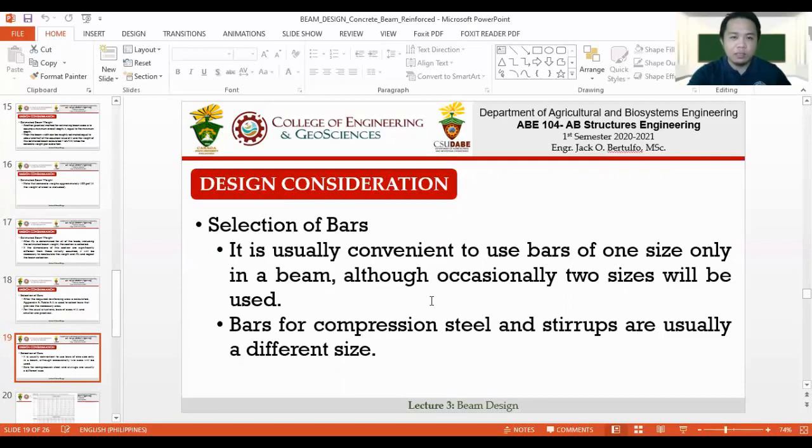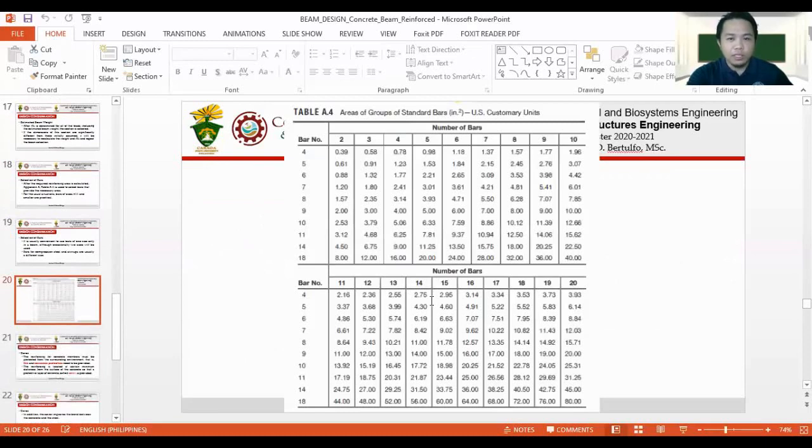Compression steel is the upper part, the tension steel bars are at the bottom. Okay, so this is the table. So you have here the number of bars, the number. But I will show you in our next video how to use this table.